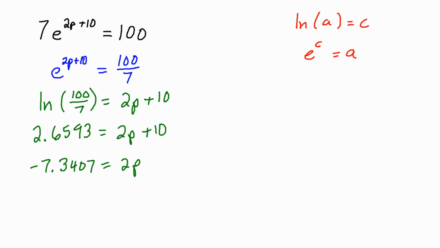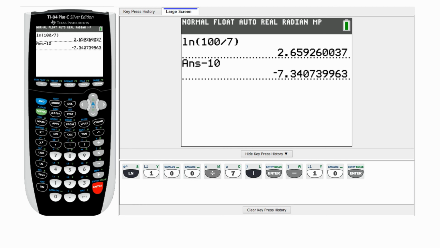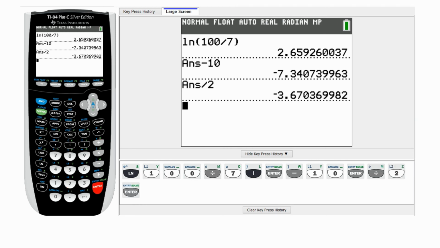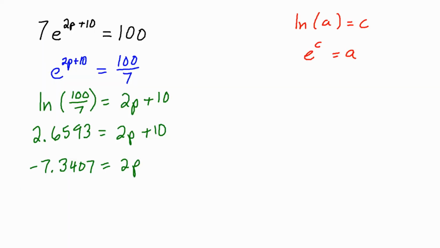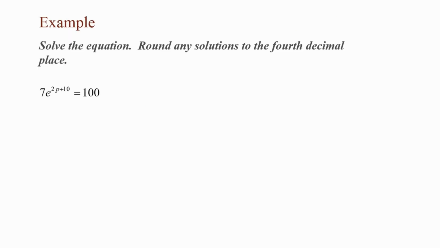I want to divide both sides by 2. Going back to my calculator, I can just press my division sign, 2, enter, and I get negative 3.6703699982. Rounding this to the 4th decimal place, I have negative 3.6704 equal to p. So for my solution, p equals negative 3.6704.